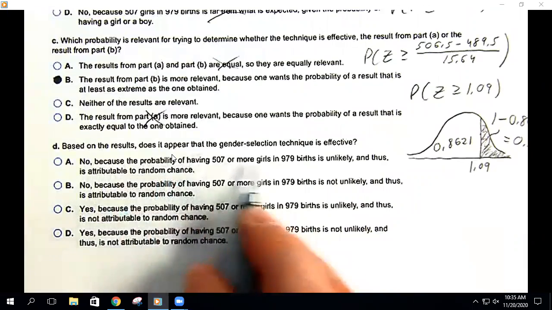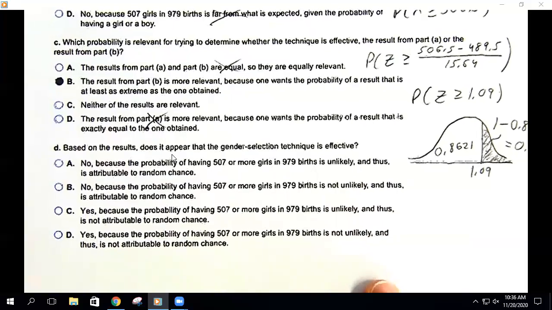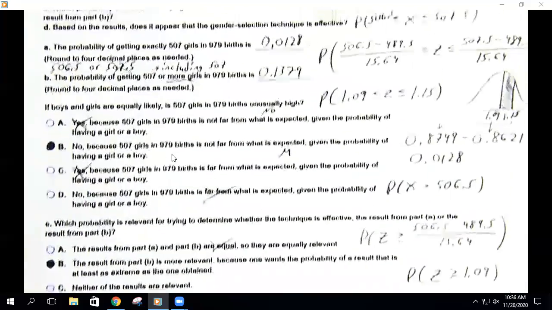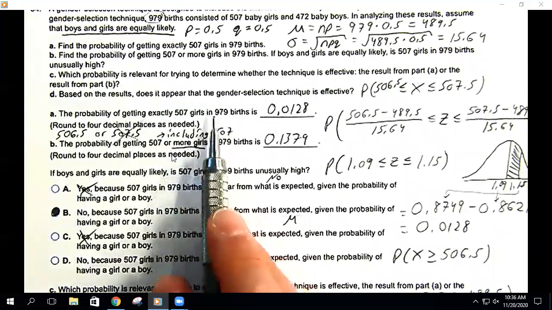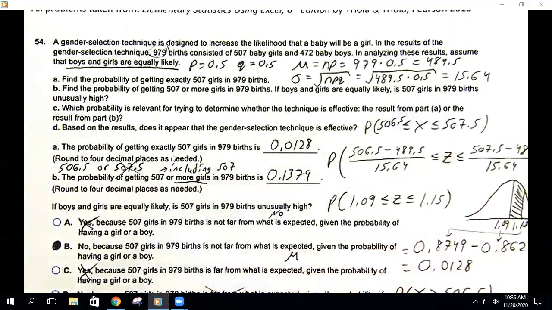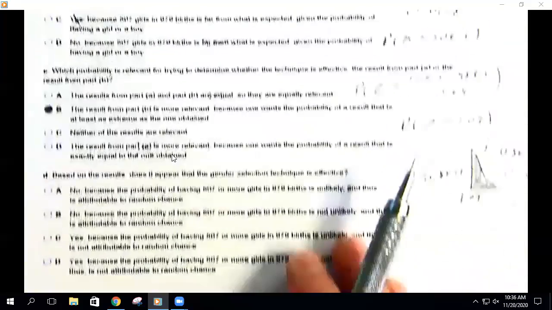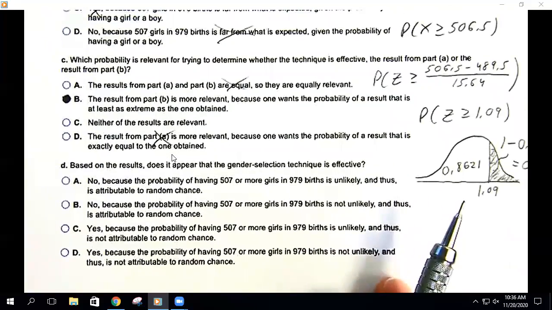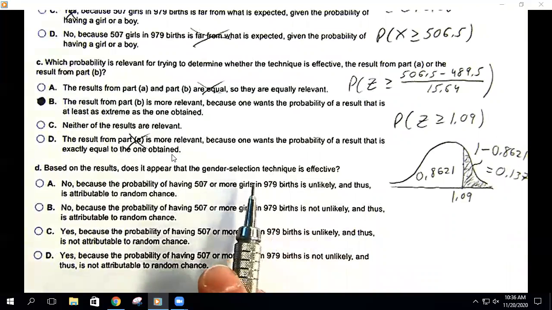Based on the results, does it appear that the gender selection technique is effective? Well, their gender technique pretty much gave us pretty close to what we'd expect, being half the number of births were girls. There's only a 13% chance of getting more than that 507 that we saw. So is their technique effective? We would say no.